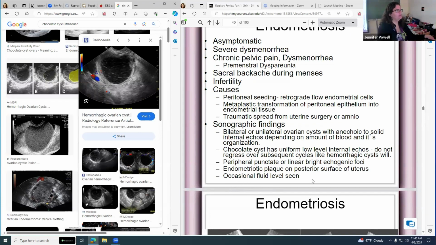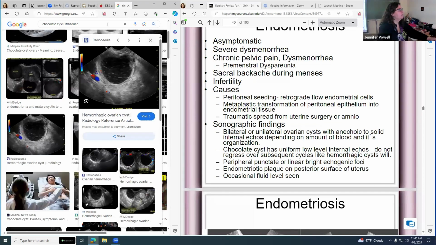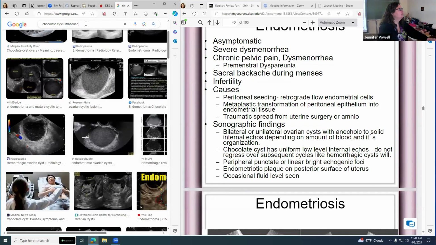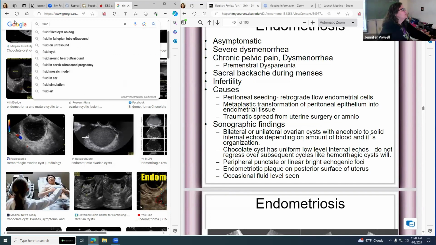But endometriomas do not do that. Peripheral, punctate, or linear bright echogenic foci. I suppose it can look like that. Endometriotic plaque on posterior surface of uterus, and occasional fluid level seen. Have you guys ever seen what's called fluid level? That's when you have two different densities of fluid.